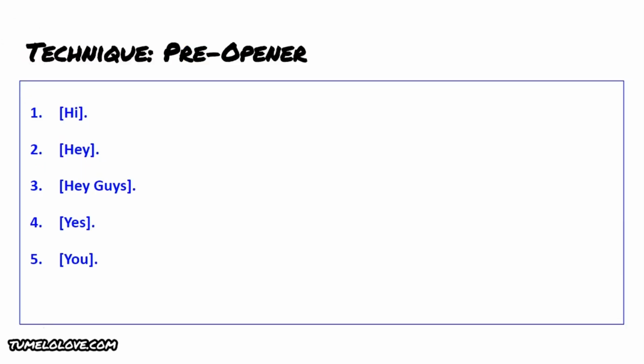The techniques that you can use or the statements that you can use for a pre-opener, very simple. I mean, there's 5 here and you can just choose one that you like. Any one of these is fine. Hi, hey, hey guys, yes, yes as in like, yes, you, I'm talking to you, and you again as in like, yes, like I'm talking to you.